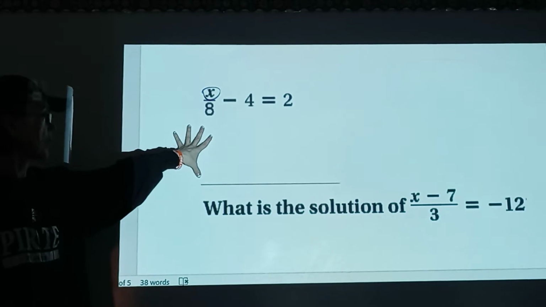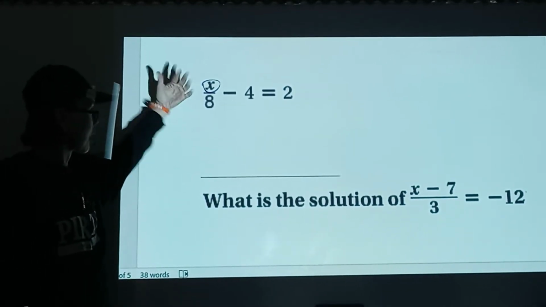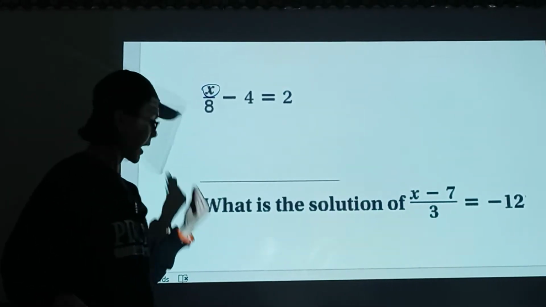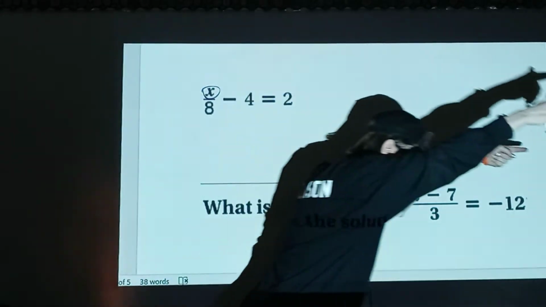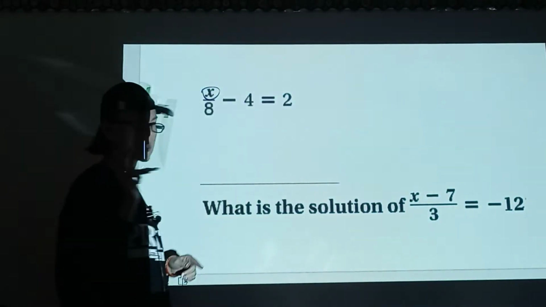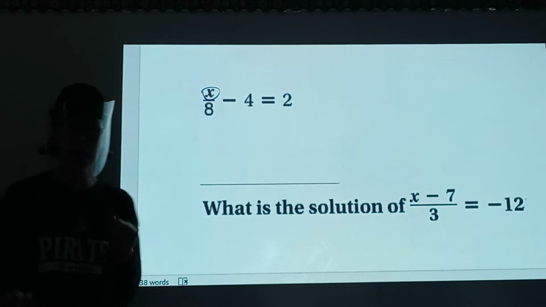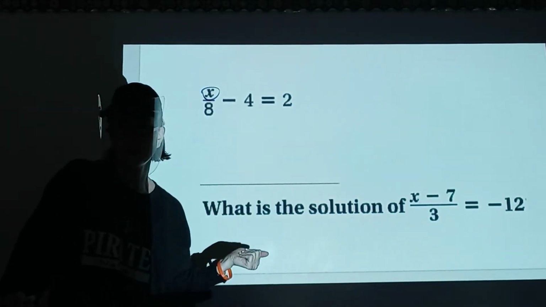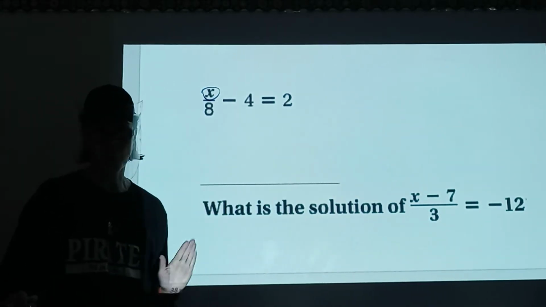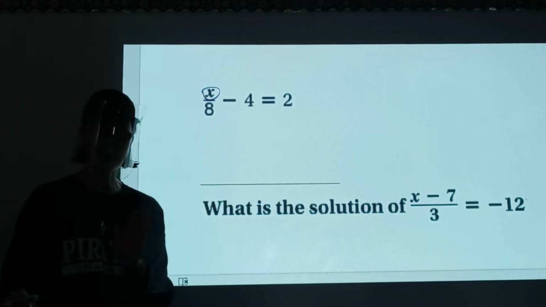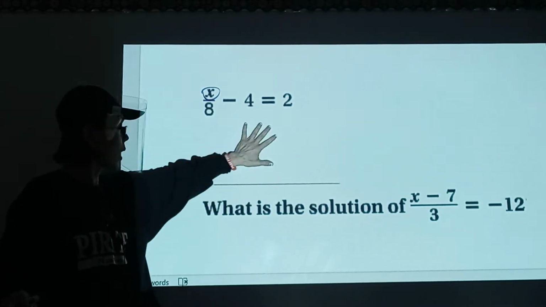If we want this x all by itself on this side of the equal sign, what do we need to move to the other side of that equal sign? What needs to be moved? The 8 and the -4. How do we do that? By doing the opposite of what we were given.